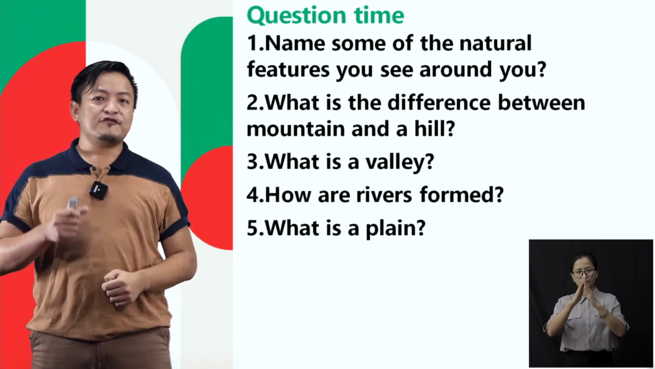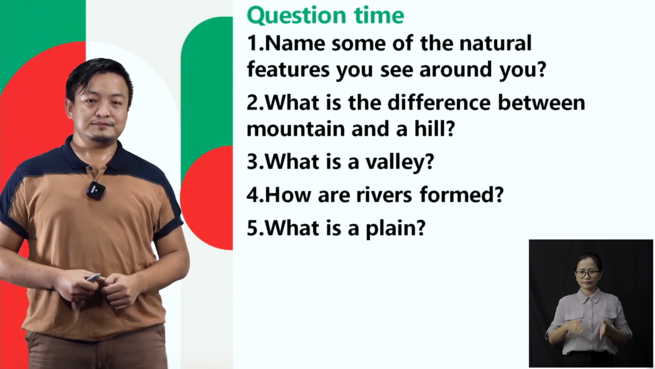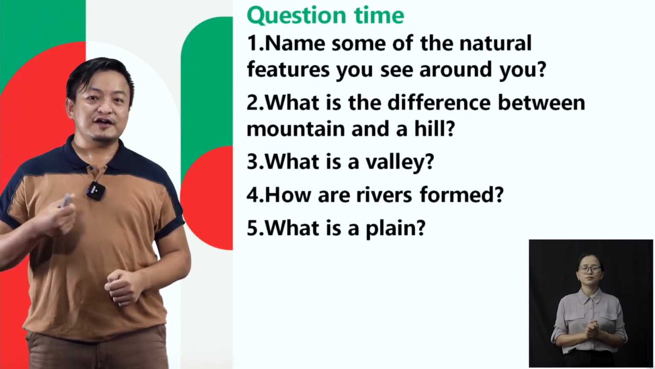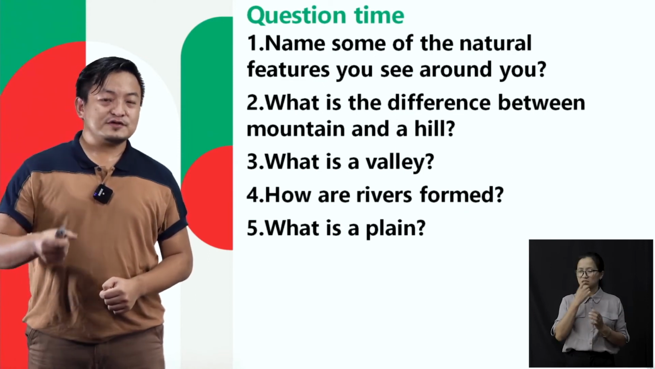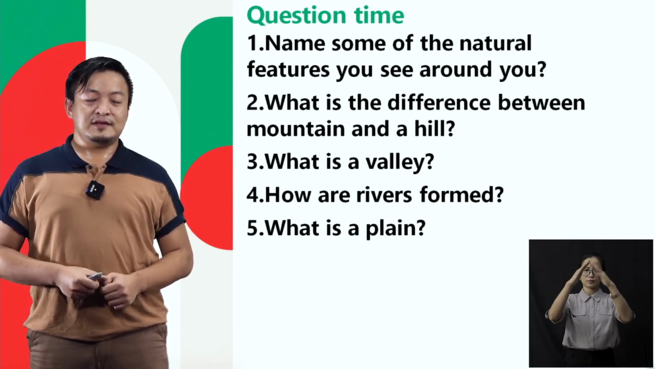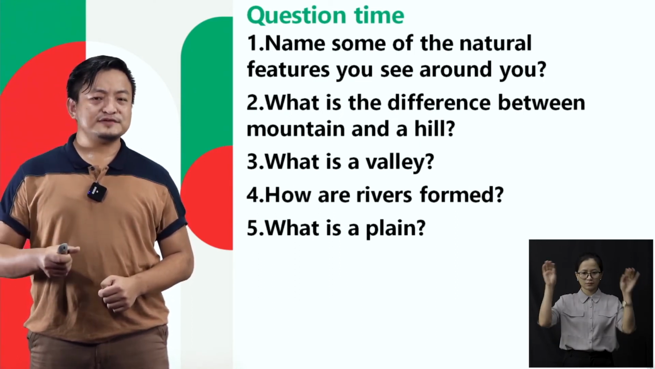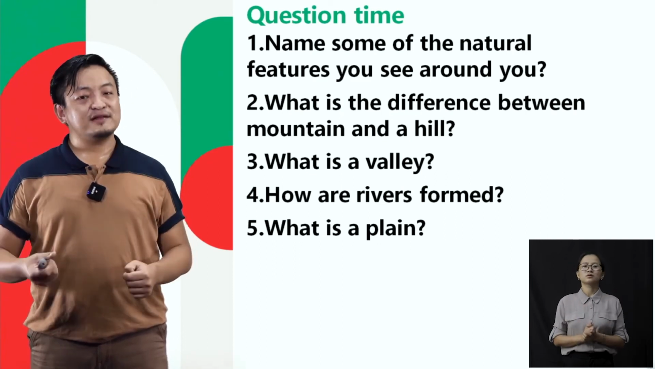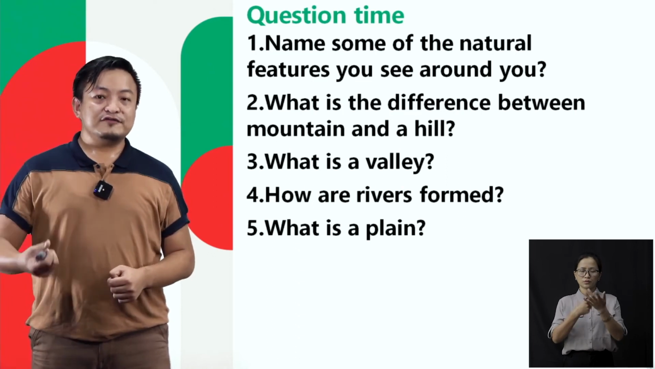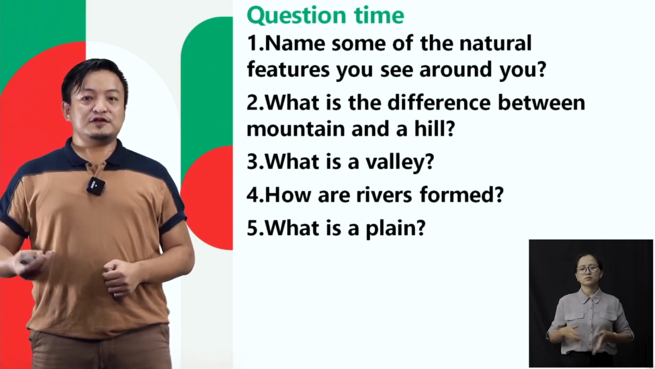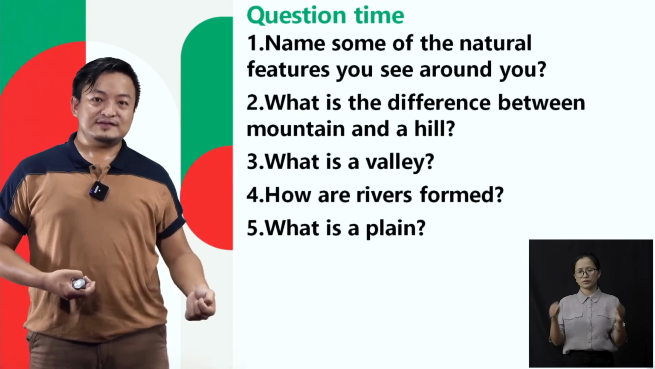Now students, our fourth question, how are rivers formed? So I've shown you, right students? When the snow falls on the mountains, right? I've shown you a picture of snow falling on the mountains. So what happens to that snow? The snow melts, right? The snow melts and it forms into a river. So rivers will start flowing from mountains to the valleys to the plains.